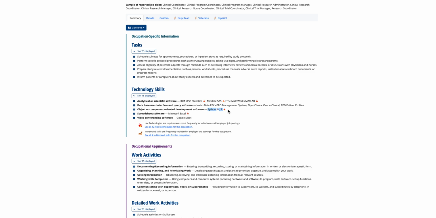Now for object or component oriented development software, we talk about Python or R for statistics, okay? Again, here, you're not going to do programming with Python. You're not going to necessarily use R as statistical software. You may or you may not, but it doesn't mean that for each and every job in clinical research you need to know how to program Python or how to use R. So what I'm saying here is that these are just technology skills based on what different companies provided to this website.